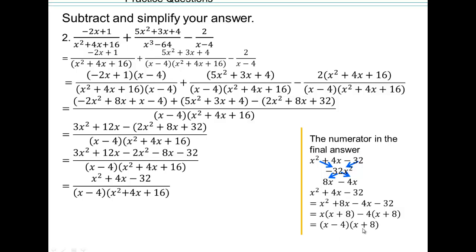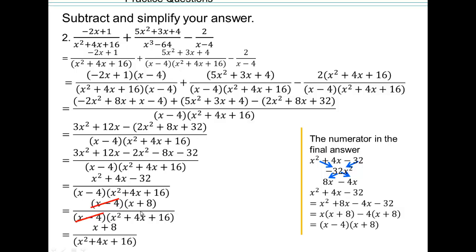Replace these factors, x minus 4 and x plus 8, for this numerator here. And so these are our factors in the numerator, and these are our factors in the denominator. Now remember, we did equivalent fractions. So if this fraction is to be reduced and written in simplest terms, you have to do what? You have to divide out the x minus 4 factor that is common to numerator and denominator. And so your final answer will be x plus 8 over x squared plus 4x plus 16.